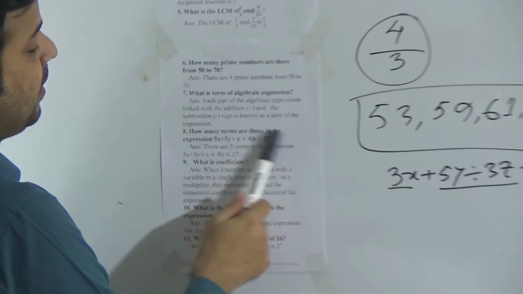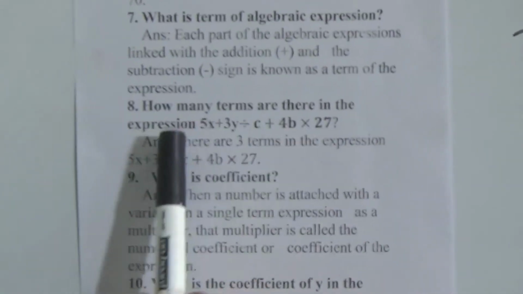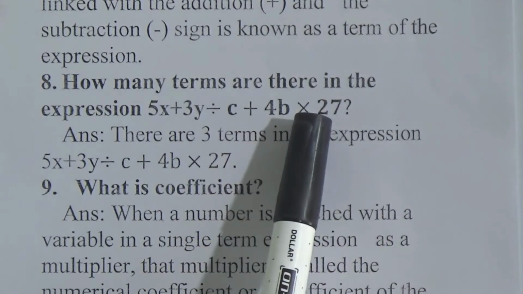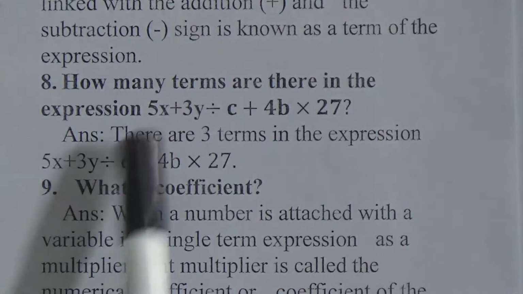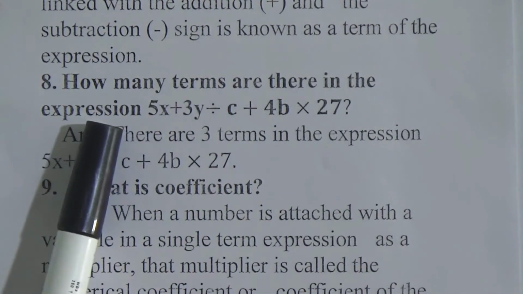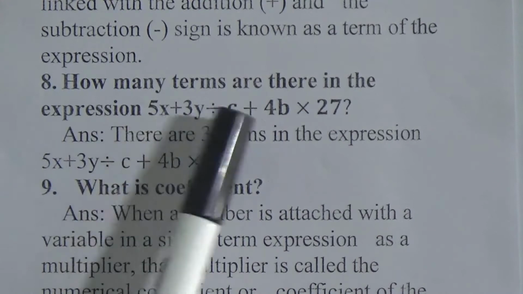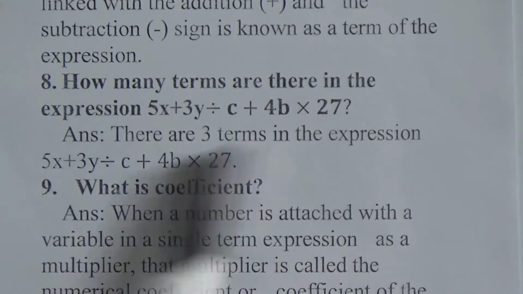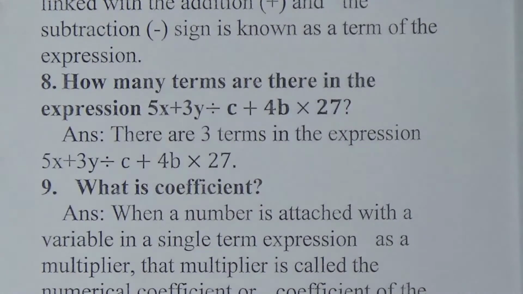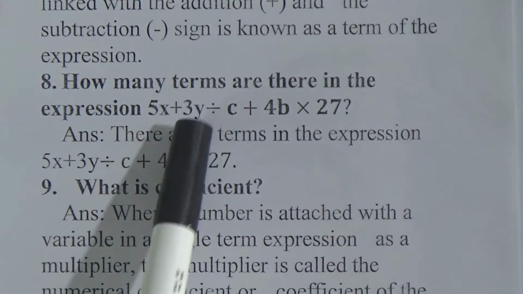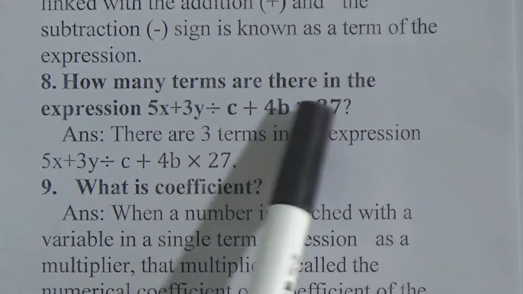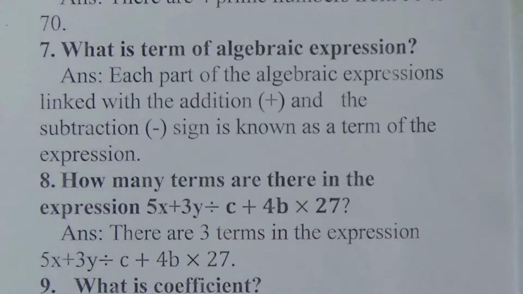How many terms are there in the expression 5x plus 3y divided by c plus 4b into 27? Here, dear students, how many addition and subtraction signs are there? At the beginning there is no sign, so this is addition: 1, 2, 3. So 3 addition signs here. It means that there are 3 terms. Terms are 5x, 3y divided by c, 4b into 27. These are 3 terms. What is coefficient?